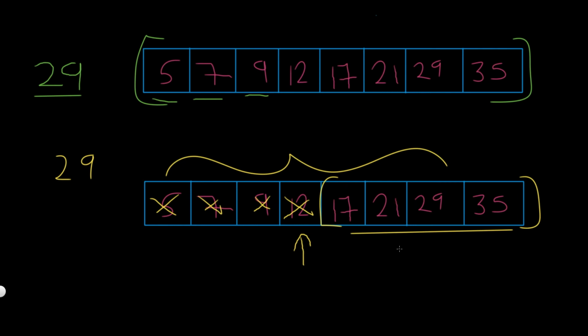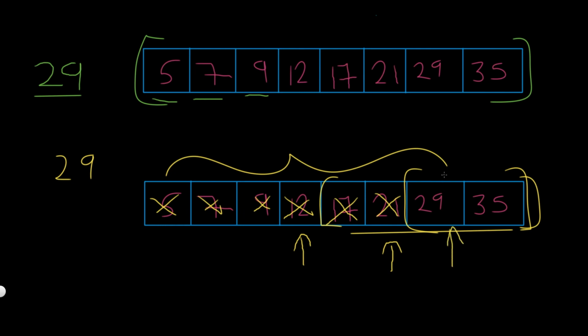In this part of the list, the middle element is 21. 21 is not the element we are looking for, and 21 is smaller than 29. So 17 will also not be the element we are searching for, because 17 is smaller than 21 and 29 is greater than 21, so it must be somewhere in this part of the list. Now we will search for the middle element, and the middle element is 29.